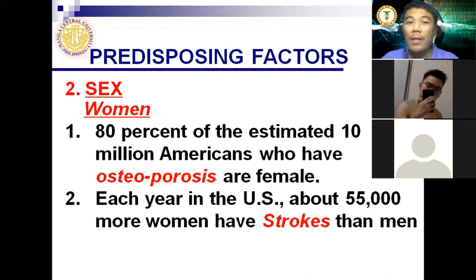and may cause the chances of having osteoporosis. So another, this is in the US, about 55,000 more women have strokes than men. Oh, so it means that there are factors. But this may change for the Filipino population. Why? Because here in the Philippines, there could be findings that men have a higher risk of stroke than women.